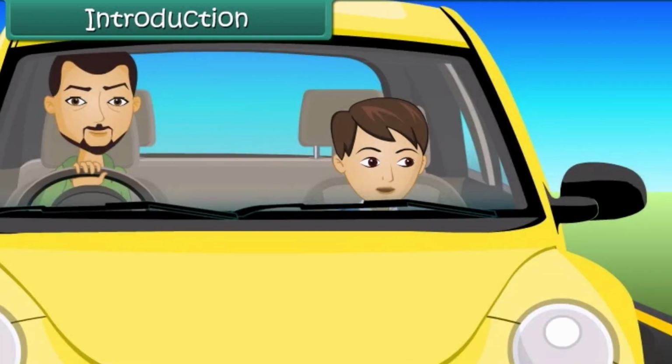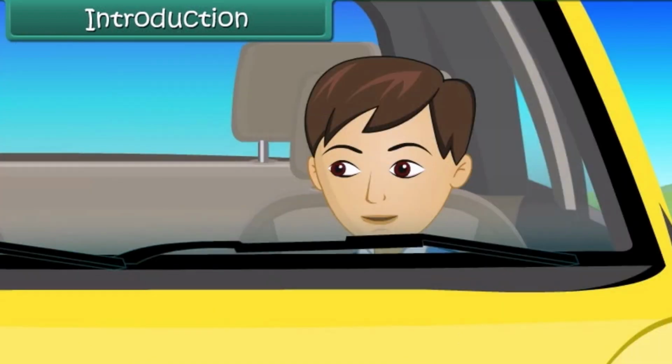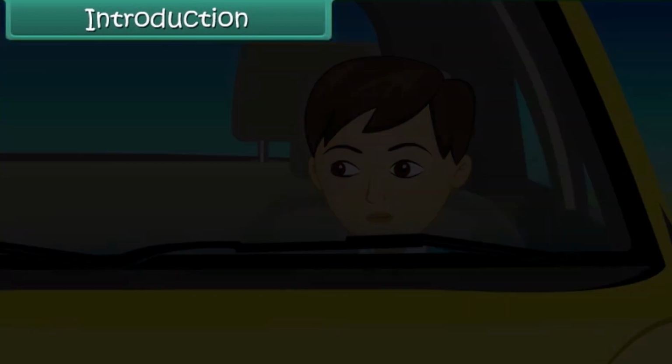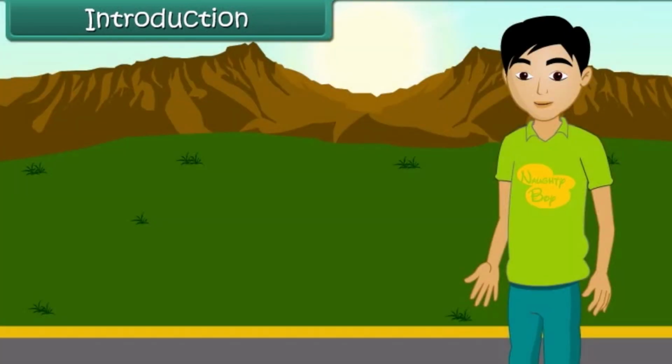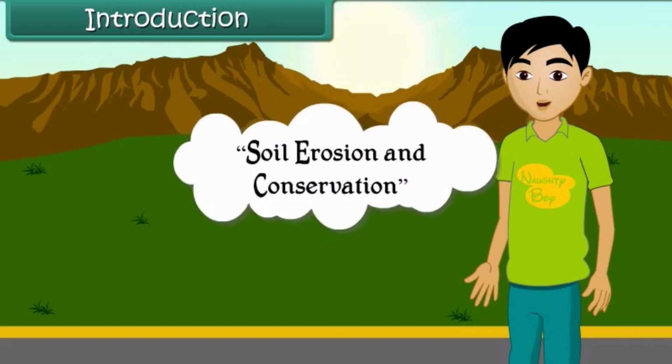Then how does the land become infertile? Due to soil erosion, my son. Soil erosion? What is that, Dad? Children, soil erosion is one of the major environmental problems in today's world. Come along to know more about it in this lesson, Soil Erosion and Conservation.